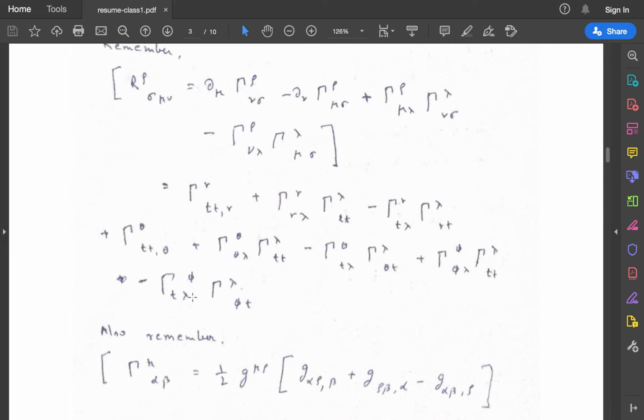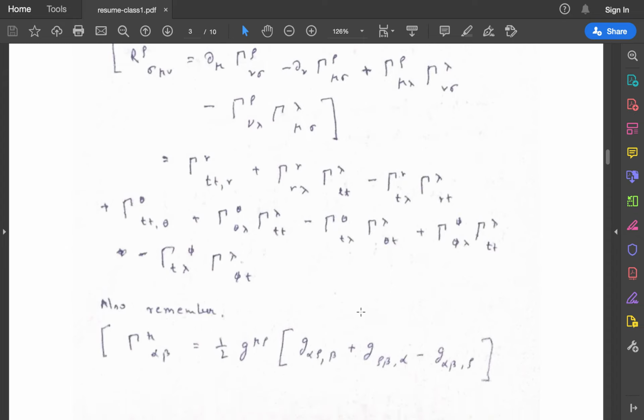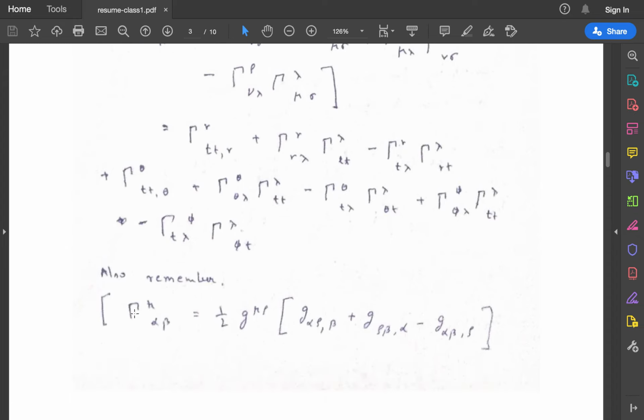There would be many more terms if you choose other lambdas, but you will see that only a few lambdas will contribute. Now you can calculate this because you know how the Christoffel symbols vary with the metric. We have the metric, so I can easily calculate all these Christoffel symbols, and putting them back in the Ricci tensor, I can calculate my desired quantity.